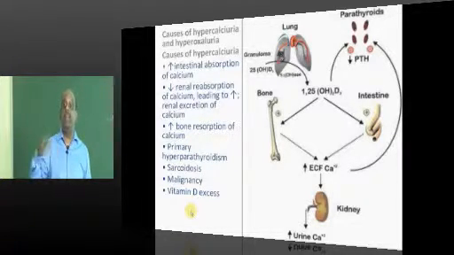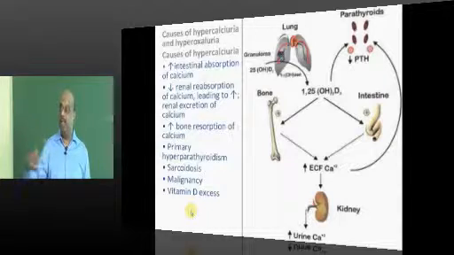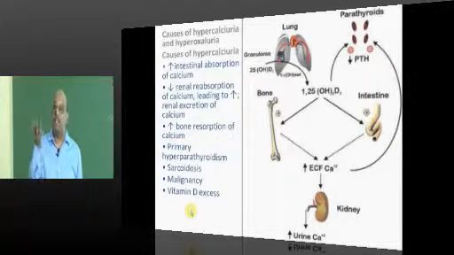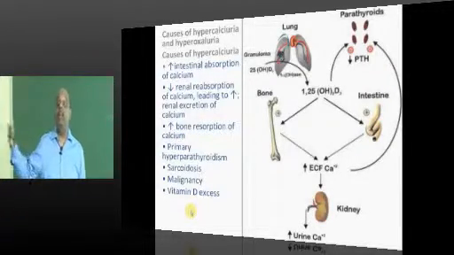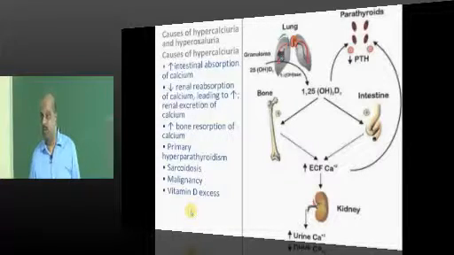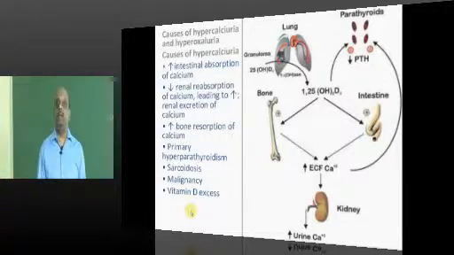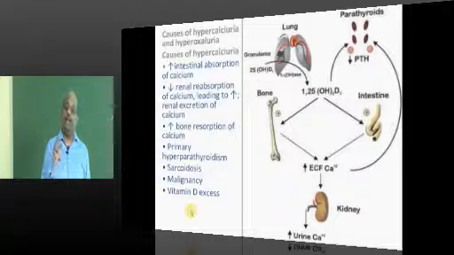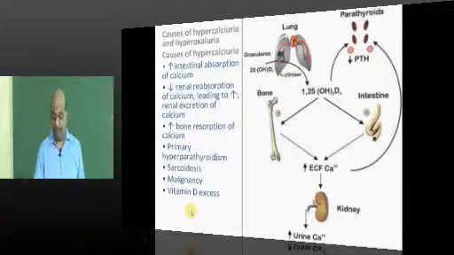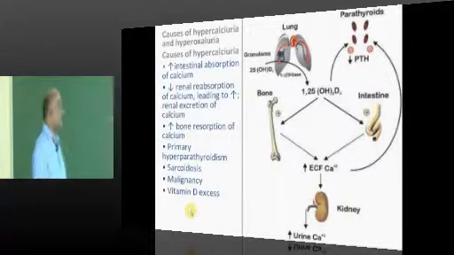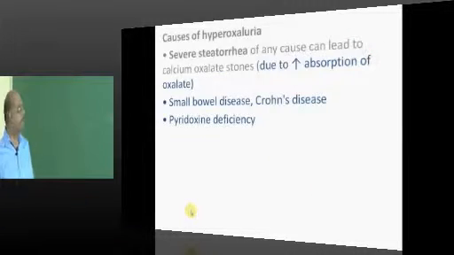Macrophages release a vitamin D-like substance, and that vitamin D-like substance will increase the calcium levels. Hypercalcemia, hypercalciuria and stone formation can be the consequences of that vitamin D-like substance produced by the macrophages. In case of sarcoidosis, this is what needs to be remembered.